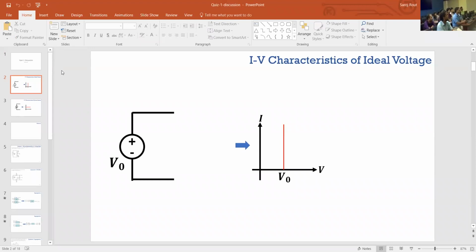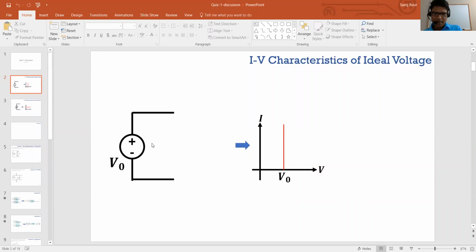Okay, so before I start with all the questions, I just wanted to clarify a few fundamental things. One thing I wanted to clarify: I saw people having problems with ideal voltage sources and ideal current sources. So I thought I'll clear that up first.